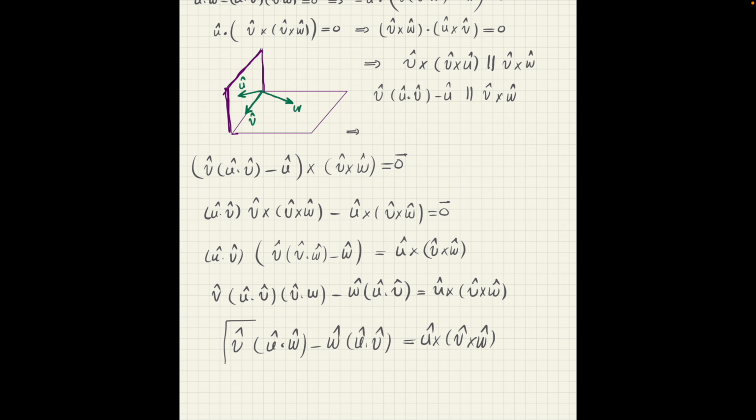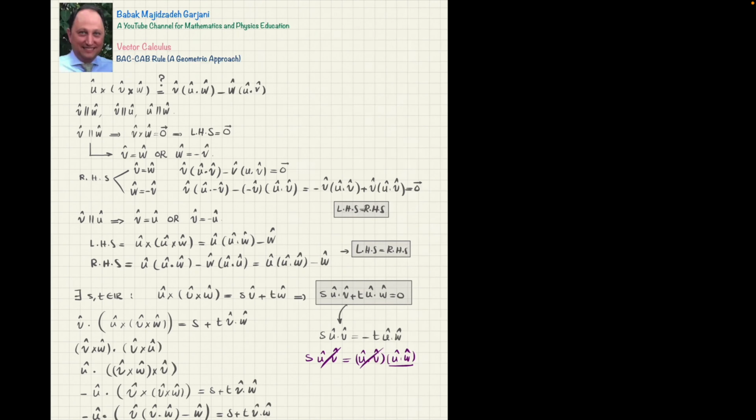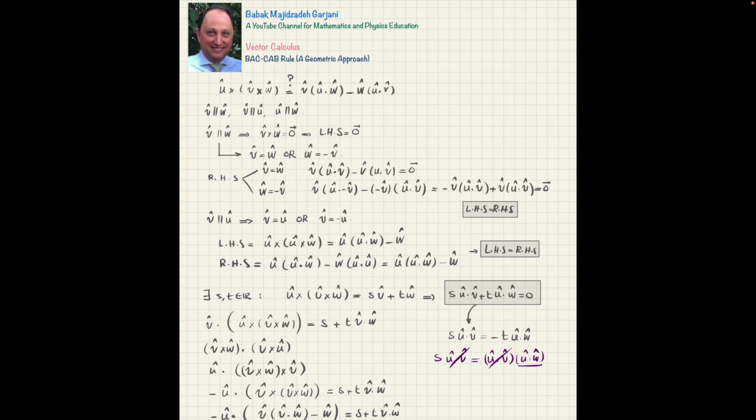So it means that again I was able to get the BAC-CAB rule for this case back. Yes, that is exactly what we wanted to prove. So BAC is VU, that's exactly this term, and CAB. So everything is correct. So it shows that in both cases I can show that the BAC-CAB rule for this case is true.